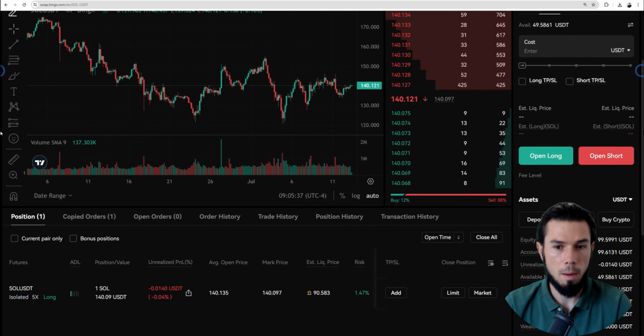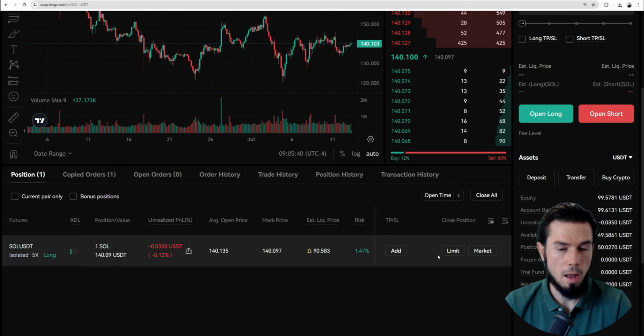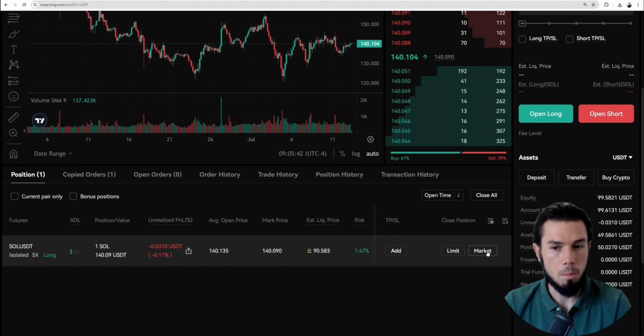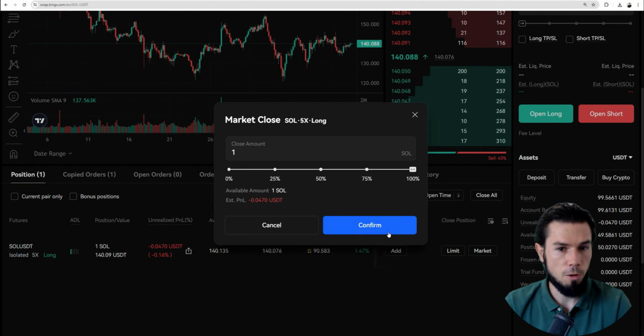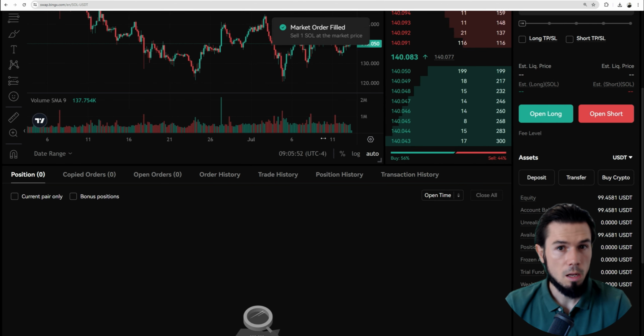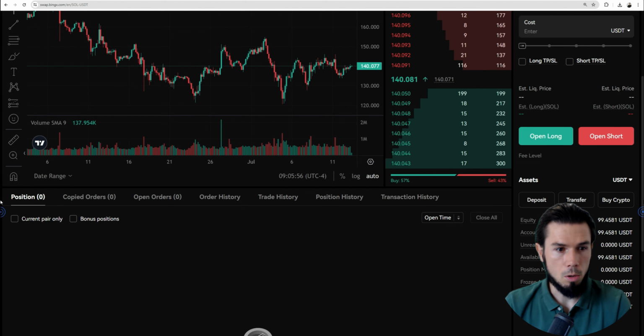And now let's talk about the closing of the trade. So I can either go by a limit order or a market order. I'm going to go by the market order, confirm. I'm going to lose 4 cents on this specific trade plus the fees, and I got filled with a market order just like that. So I am good to go.